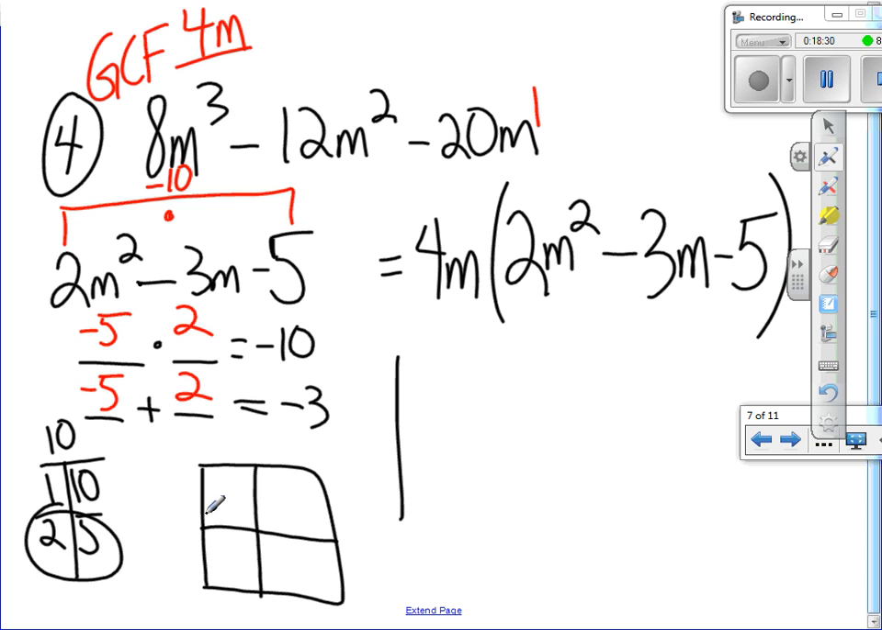So first box, first piece. Last box, last piece. And then along the diagonal go our two numbers. Okay, right? Negative 5, positive 2. And then to each of those we glue the letter.